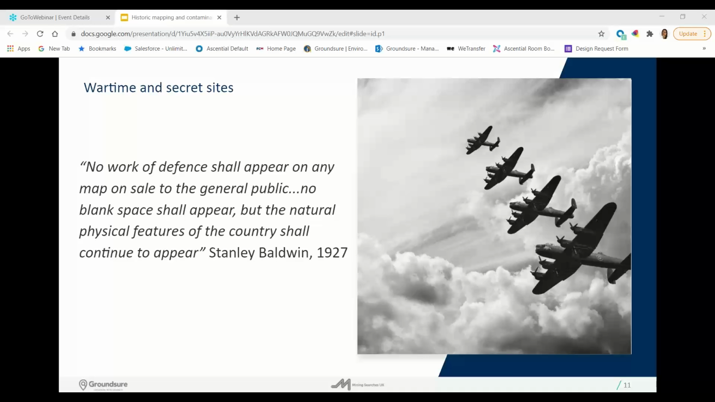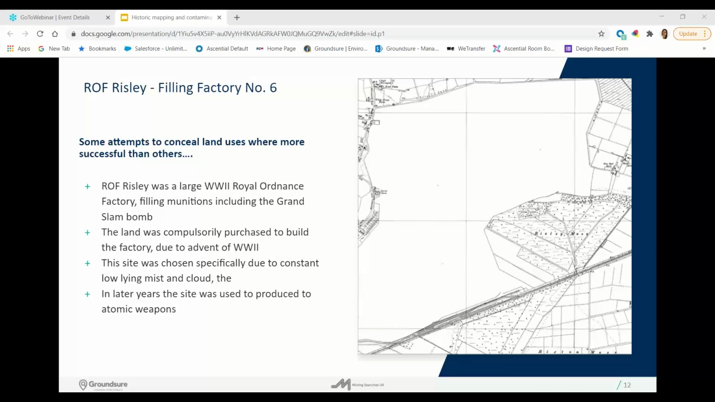As you'll be able to see in the following slides, some of the attempts to mask certain features were more successful than others. This particular area is ROF Risley. This was a large World War II Royal Ordnance Factory used for filling munitions, including the Grand Slam bomb in the UK. It is located roughly halfway between Liverpool and Manchester. There were 16 filling factories around the country, and Risley was known as filling factory number 6. The location was chosen because the low-lying mist could help camouflage the factory from the air, according to the local builder.